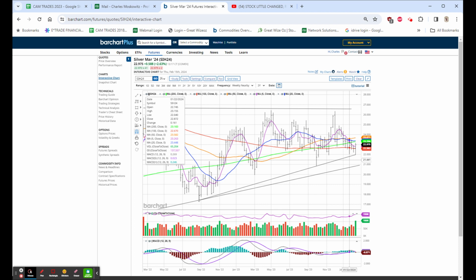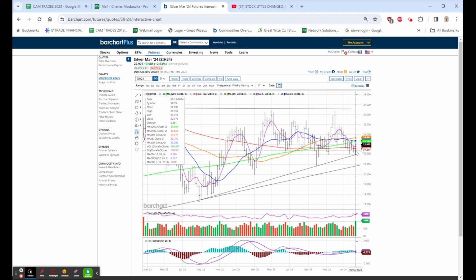slightly higher low. We don't really rally. We're just going sideways in here. We go from 22.87. The following week we close 22.79. So we're really not moving much.